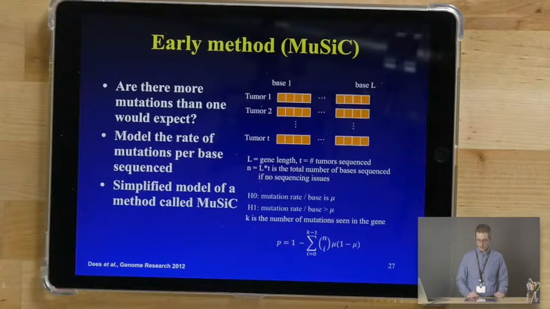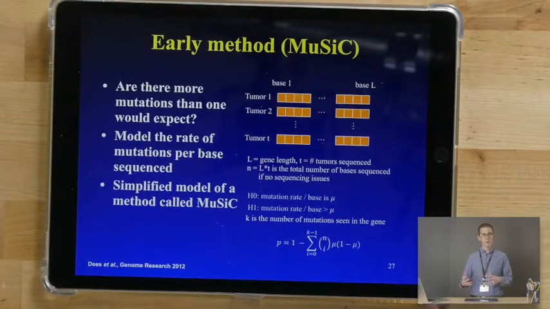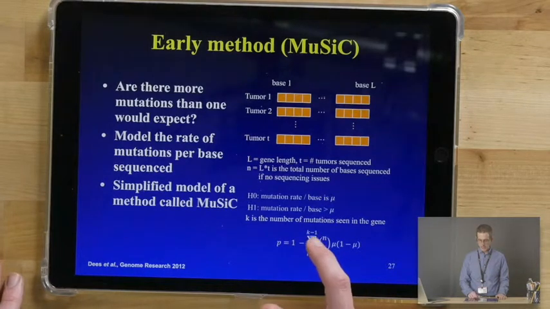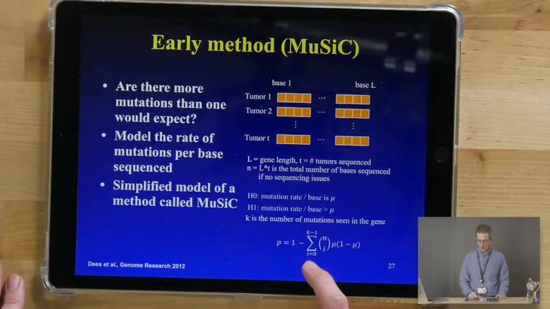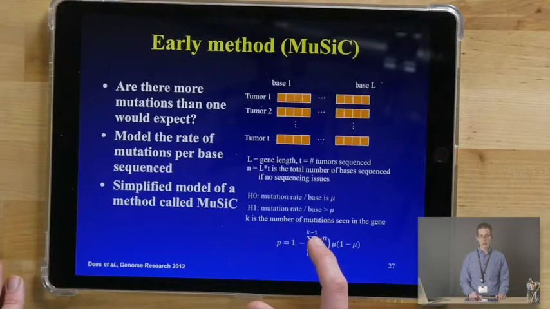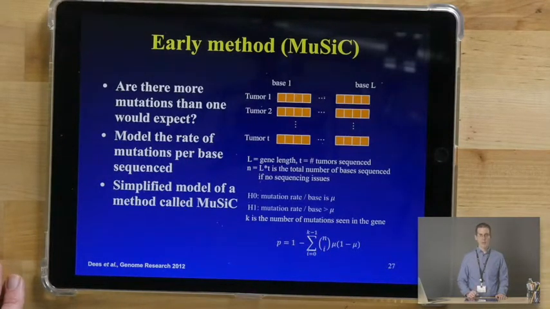So in this case, for MuSiC, they used what's called a binomial model. They want to evaluate what's the probability of seeing K or more mutations given our mutation rate. One computational trick you can do, instead of counting from K to N, is that it's more computationally efficient to start counting from no mutated bases to K minus 1, and then take the complement of that to get the corresponding p-value for seeing that number of mutations in a particular gene.